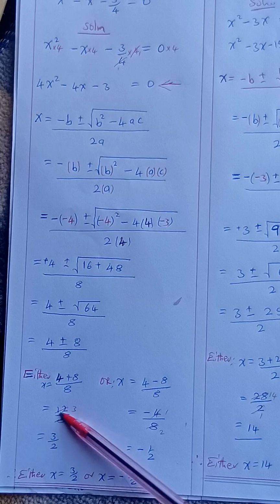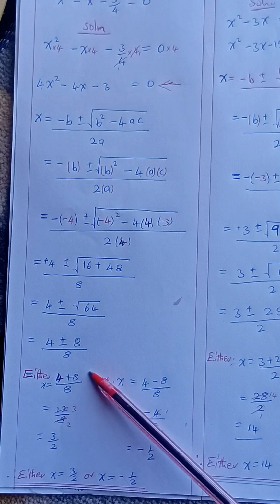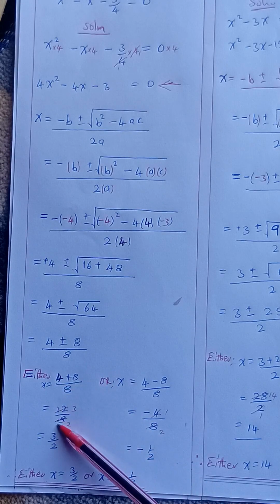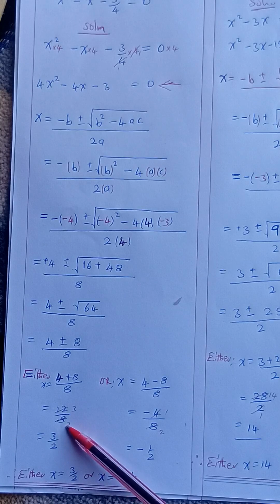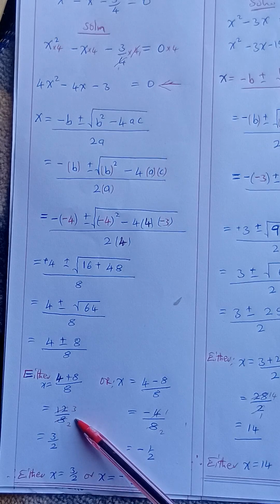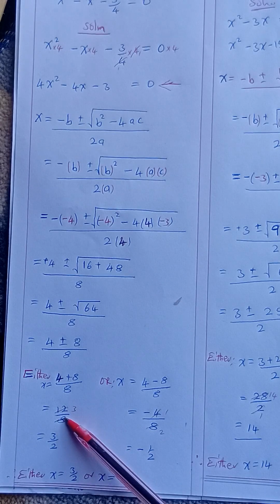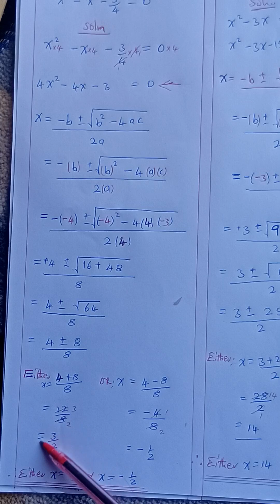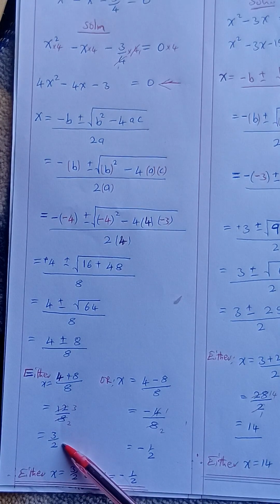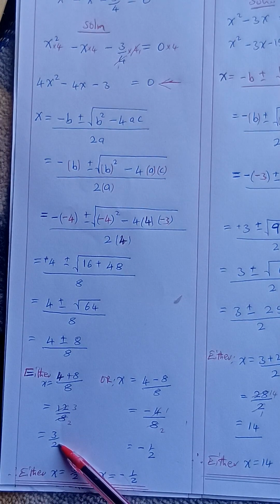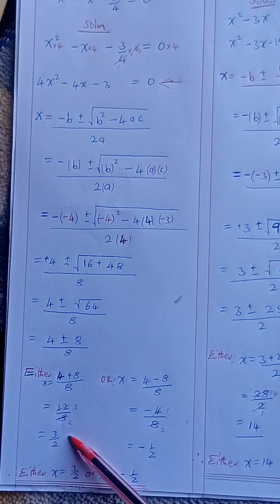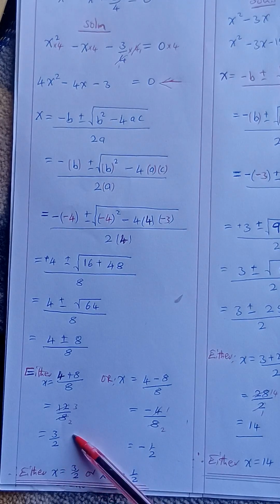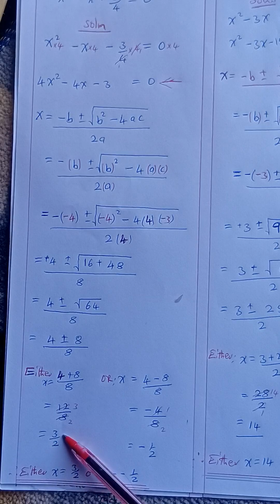So we can begin with this side. We know 4 plus 8 we get 12. 12 out of 8. Now we can reduce this one by 4, here 2, by 4 here 3. So which means our x on this side we have 3 out of 2. That 3 out of 2, we can write it like that, or we can change it to decimal, which will be 1.5, or it will be 1 and 1 out of 2.